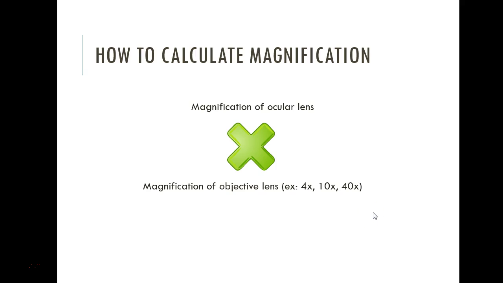It's important that you know that even though you're using a 4x or 10x or 40x objective lens, that doesn't mean you're magnifying to those amounts. You always need to multiply by the magnification of the ocular lens to get the total magnification.